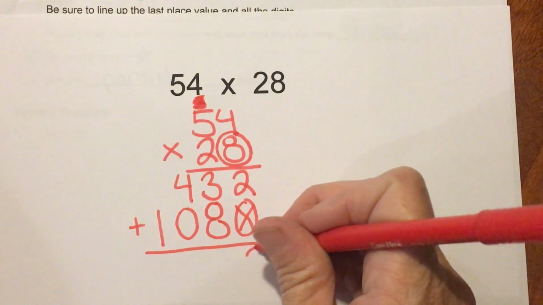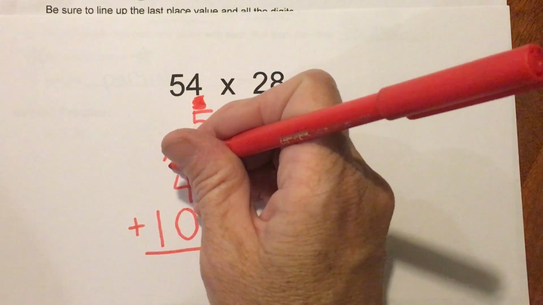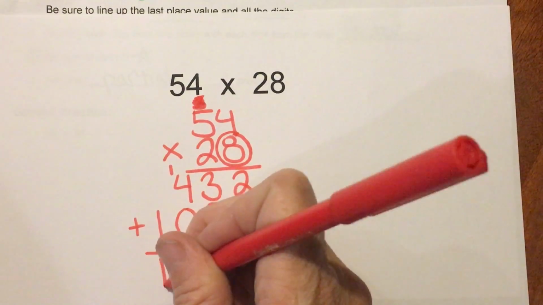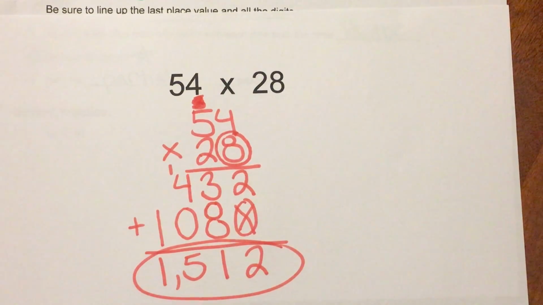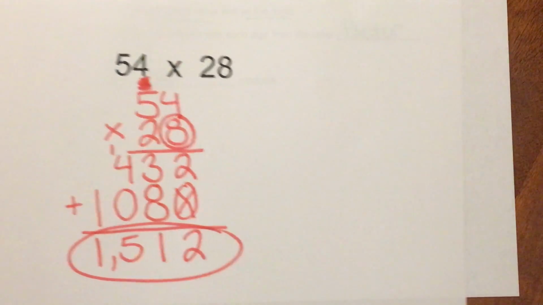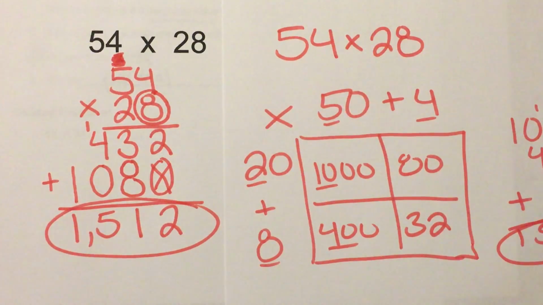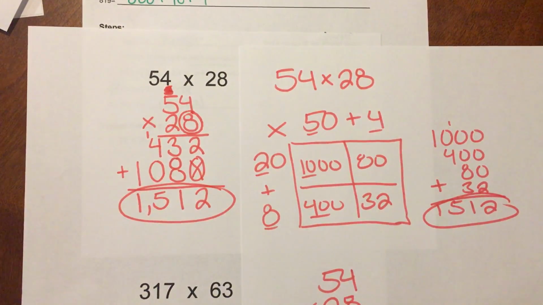So I get 2. 3 plus 8 is 11, so 1 and 1. I get 5, and I get 1. So my answer is 1,512. Now, I already did this ahead of time, but I want you to look at what that problem looks like using a different method. So using a different method, look at how I did that.